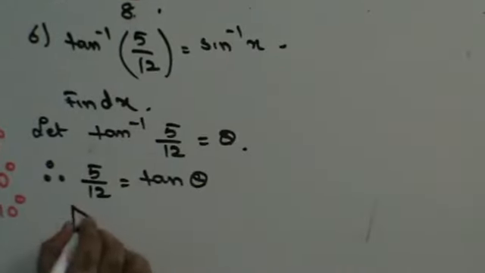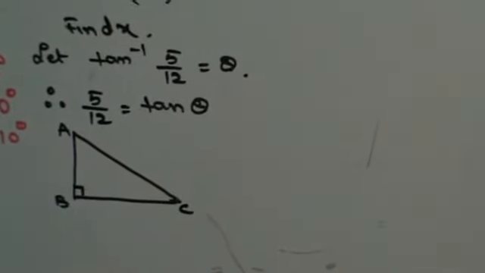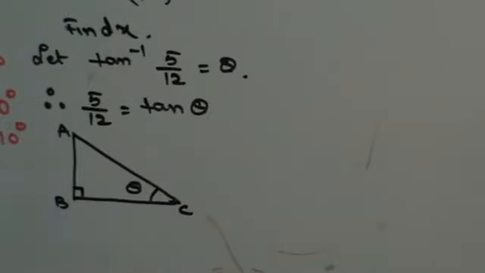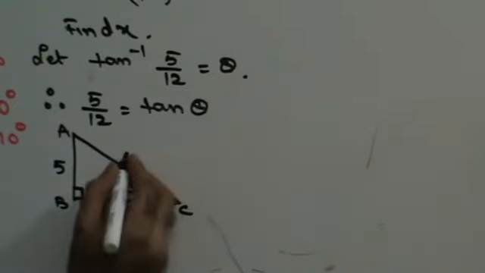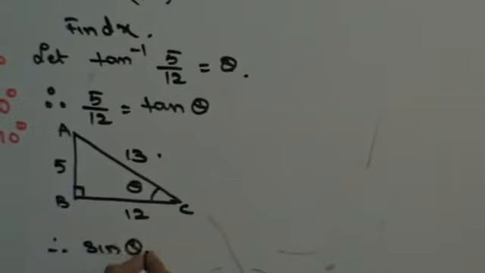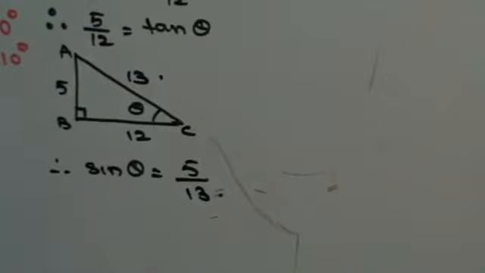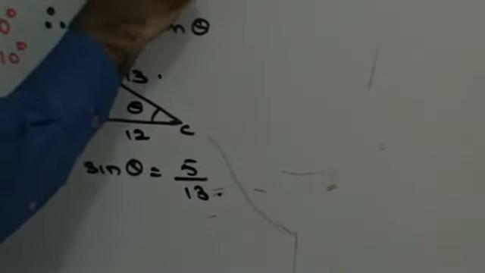Now guys, let's draw a right angle triangle. Let's draw a triangle ABC in which angle B is 90 degrees and angle C is theta. If tan theta is 5 by 12, tan is opposite upon adjacent, so this is 5, this is 12. If I apply Pythagoras theorem, my hypotenuse will be 13. In which case sin theta will be opposite upon hypotenuse. Question: why are you finding sin theta? Because look at my answer, I need sin in the answer. That's the reason why I am finding sin theta.